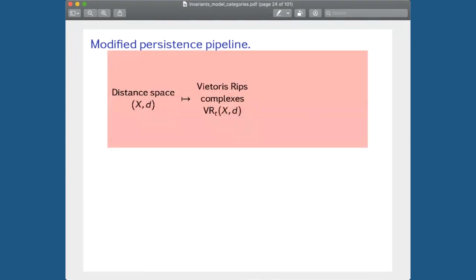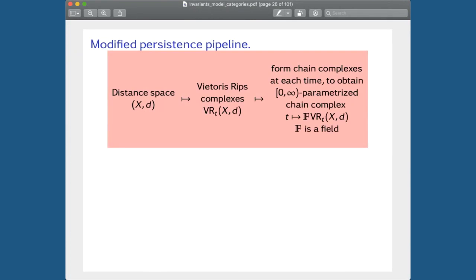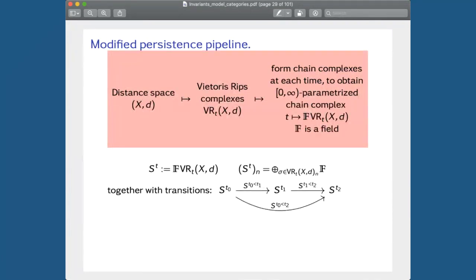As before, we start with a distance space that we encode by spatial information through, for example, the Vietoris-Rips construction. But now, instead of taking homologies at each time, we take the chain complexes at each time with coefficients in a given field. Now, to obtain not a persistent module, a family of vector spaces parametrized by non-negative reals, in this case we get parametrized chain complexes by non-negative reals. For every non-negative real, we have a chain complex, which in degree n is the vector space generated by simplices of dimension n. These chain complexes are connected via transition functions.